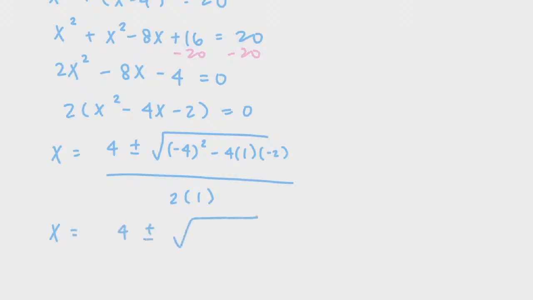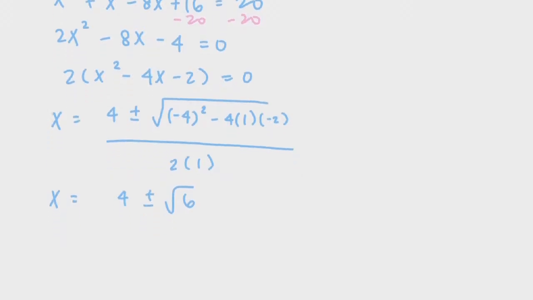And we'll get 16 plus 8, which is the square root of 24 over 2.